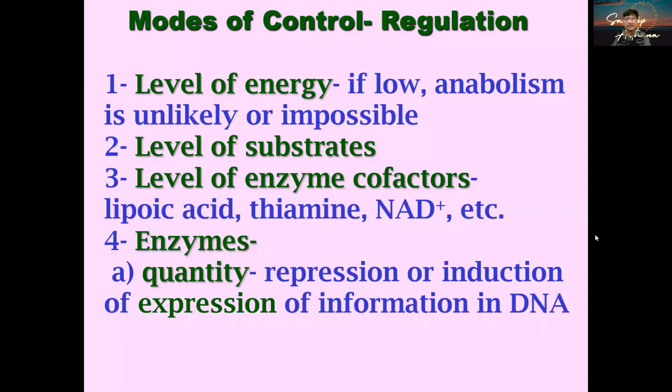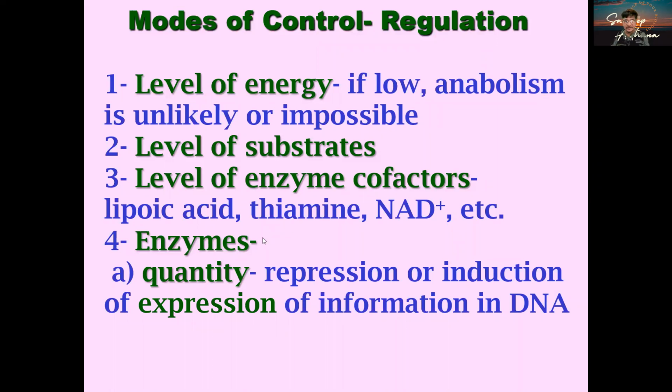There are a few things that we need to know about when this process can be regulated. First, we have to check the level of energy. If the level of energy is low, anabolism is unlikely to happen, or it is impossible, because you need energy in order to make biochemical substances. Second is the level of substrate. Third is the level of enzymes and their cofactors and their availability, for example, lipoic acid, thiamine, NAD plus, etc.